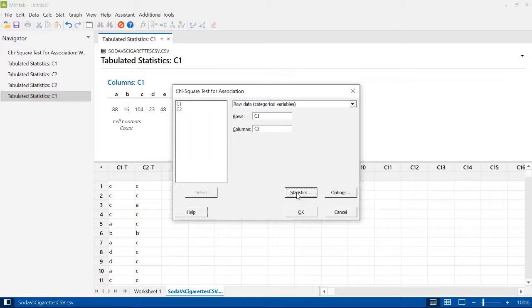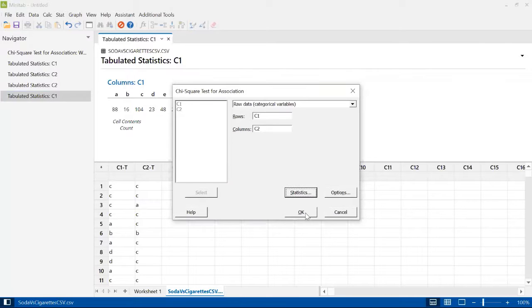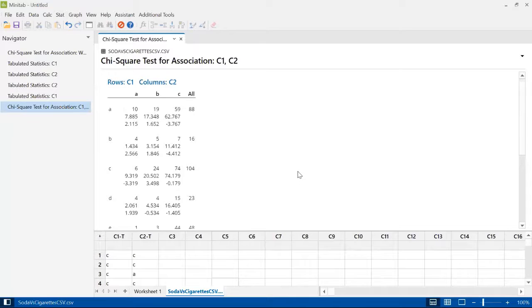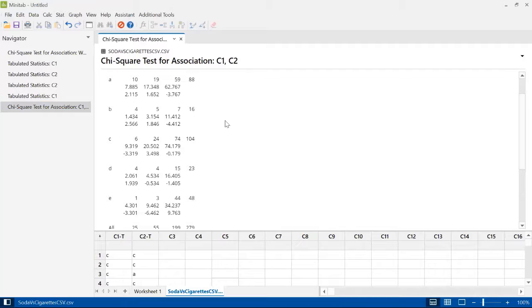So under statistics, these are still set up from what we did before. We will just hit OK and see what we get. All right, so here's our summary. There's a lot of small numbers in this table. There's a lot of people who prefer coffee and never smoked. The most is the people who drink soda and never smoked, and the third most are the people who don't drink caffeine and never smoked.